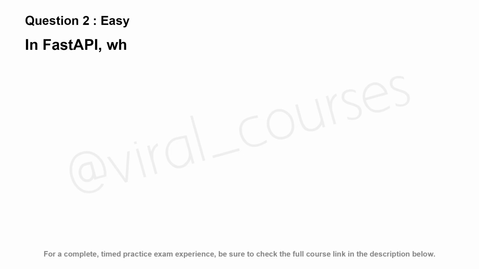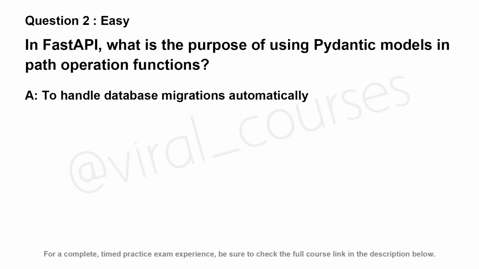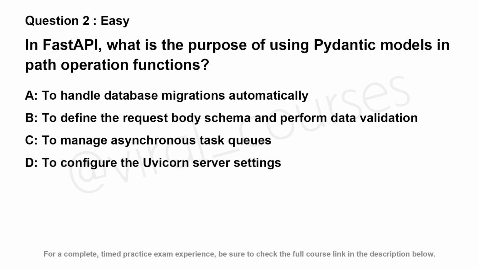In FastAPI, what is the purpose of using Pydantic models in path operation functions? Option A, to handle database migrations automatically. Option B, to define the request body schema and perform data validation. Option C, to manage asynchronous task queues. Option D, to configure the Uvicorn server settings.